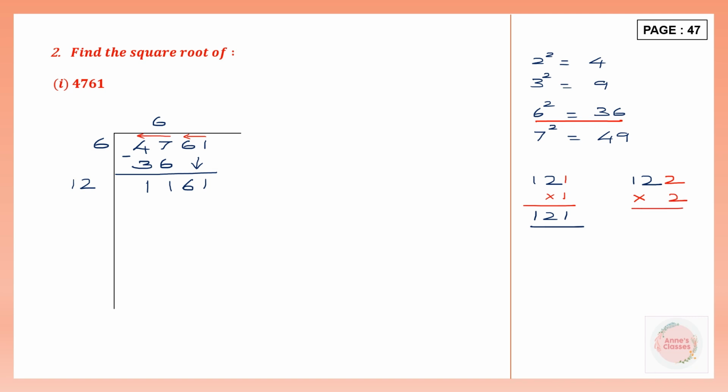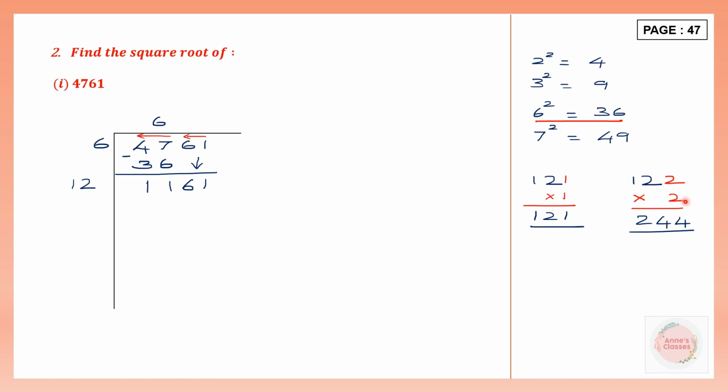So let's multiply and see. 2 2s are 4, 2 2s are 4, 2 1s are 2, 244. No, that's not the number. So we have to get a number close to this. That means it should end in 1. Think of a number whose square will end in 1.